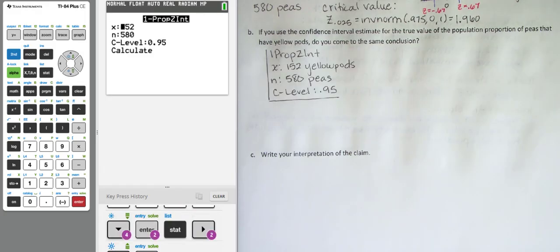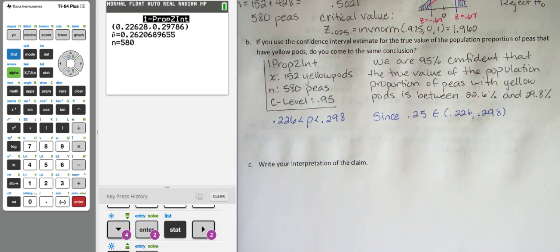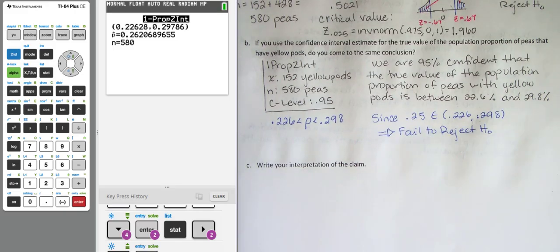Using one prop z int and a confidence level of 0.95, we come up with a confidence interval estimate of 0.226 to 0.298. So we can make our statement that we are 95% confident that the true value of the population proportion of peas with yellow pods is between 22.6 and 29.8%. Again, thinking about 0.25 as a percentage of 25%, 25% falls within that range. So since 0.25 is an element of the interval, we are going to fail to reject the null hypothesis.